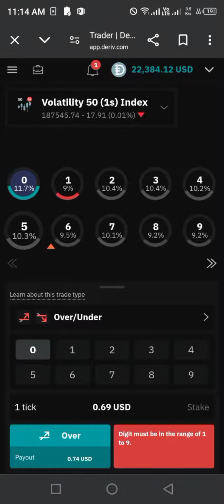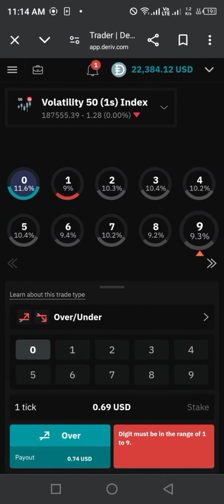Welcome to Deriv Navigator Academy. In this video, I'm doing a recap for under 7, okay? Whenever you're trading under 7, make sure that both the red bar and the green bar are below 7. Next, make sure that both the numbers with the red and green markings are nowhere close to 7. They should be 2 to 3 numbers away.